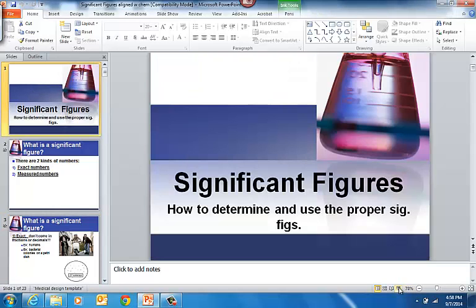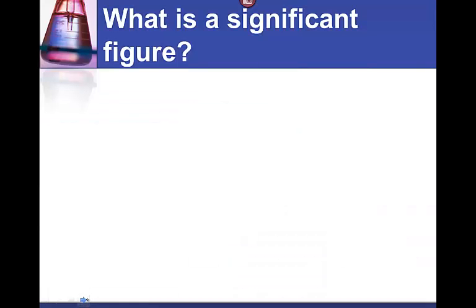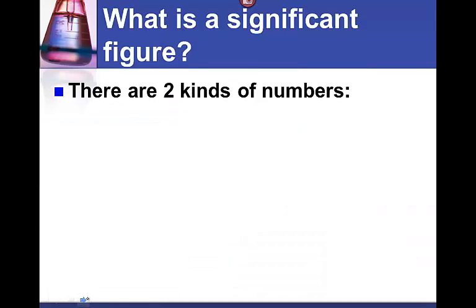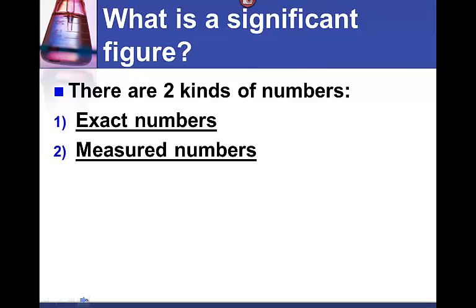Here we're going to do a quick review of significant figures. So, significant figures: we're looking at how they apply in our biotech class. First of all, we need to look at two different concepts. There are two kinds of numbers: exact numbers and measured numbers.